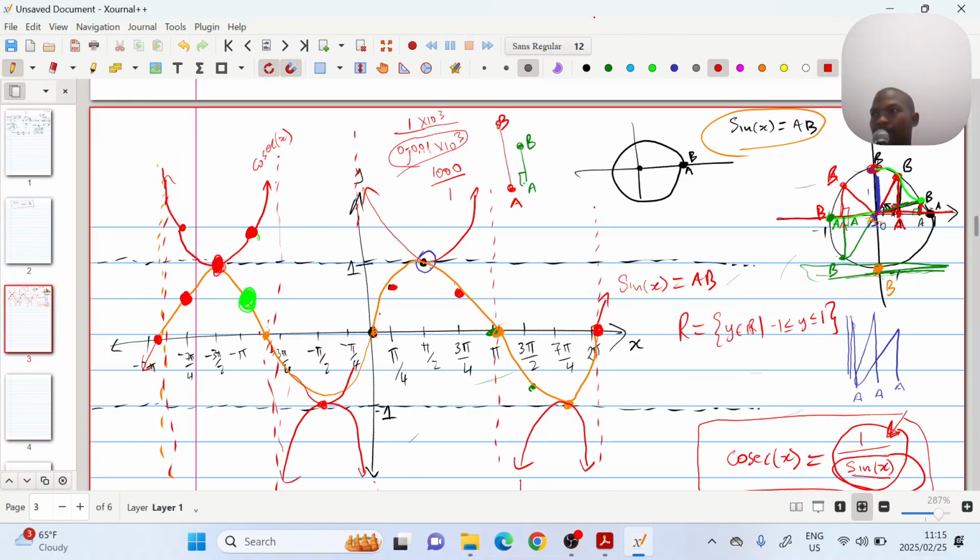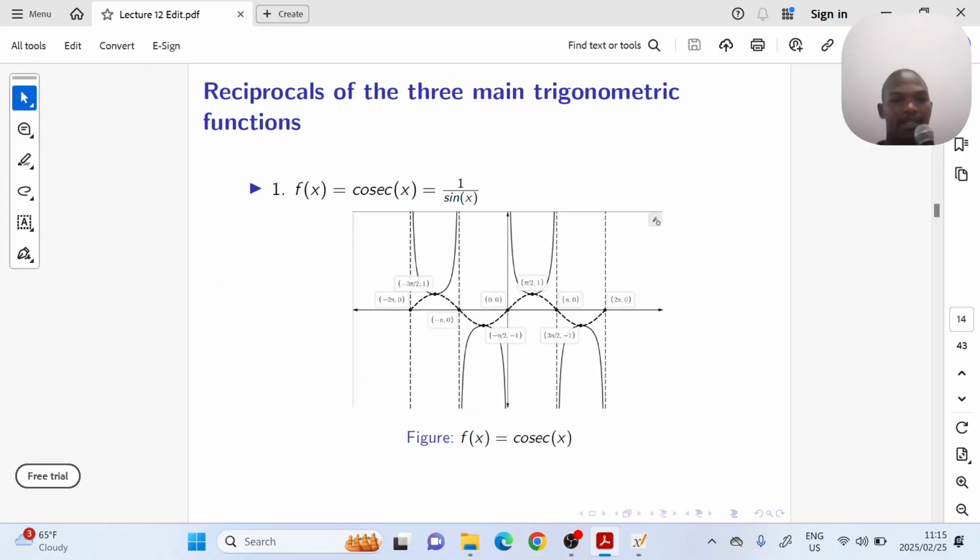Are you getting it? It's not that hard. It's really not that hard. It's just me who's making this. This is supposed to look like this. Can you see it? Yes. Try and deal with cos and secant. Right? Just try and deal with that.